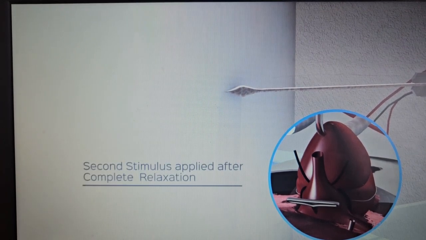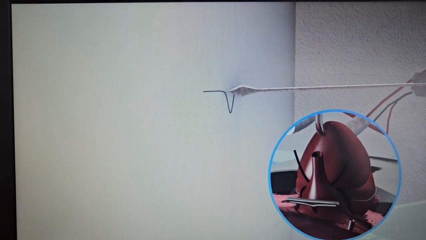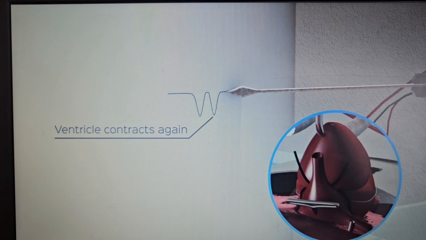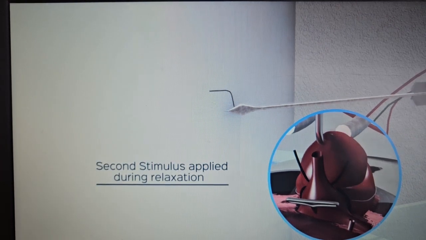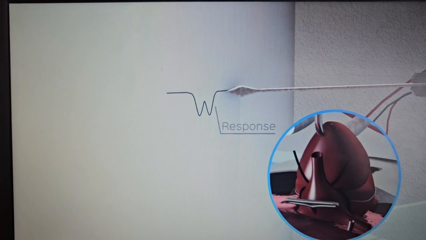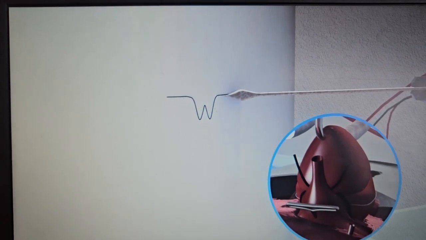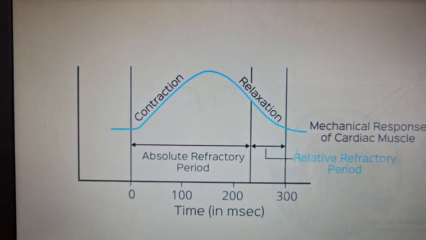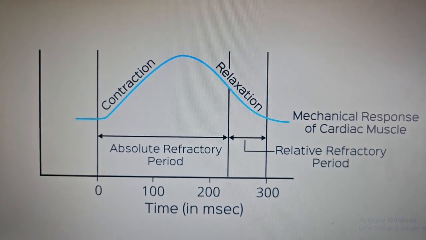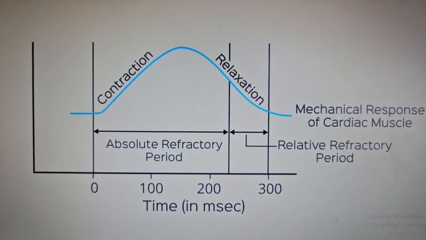In the first graph, when the second stimulus is applied after complete relaxation, the ventricles respond to the second stimulus and contract again. In the second graph, when the second stimulus is applied while the ventricles are relaxing, a strong second stimulus can generate a response. This is because the second stimulus falls in the relative refractory period of the heart muscle. The relative refractory period of the heart muscle lasts for 50 milliseconds. In the relative refractory period, while the muscle is relaxing, a strong stimulus can elicit a response.